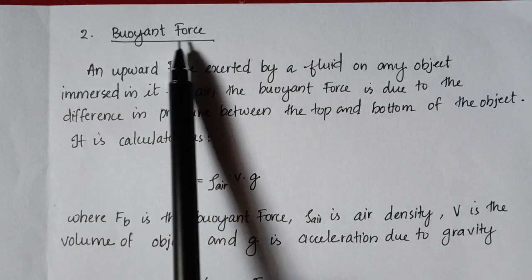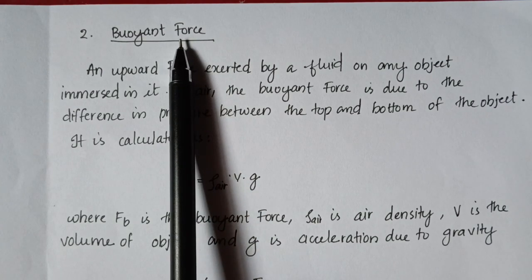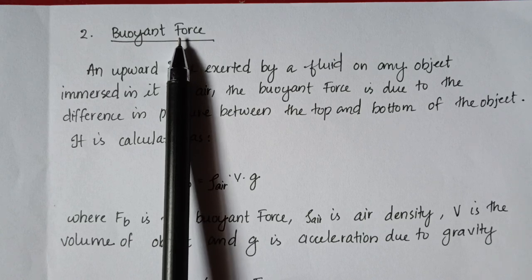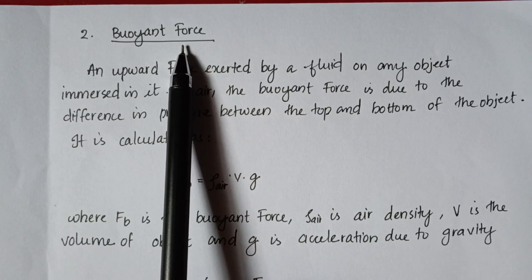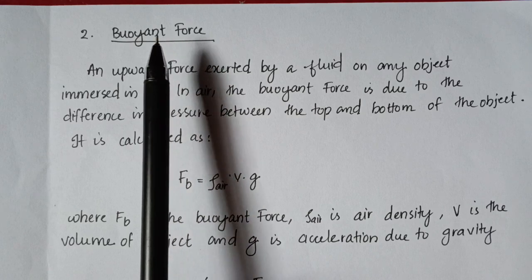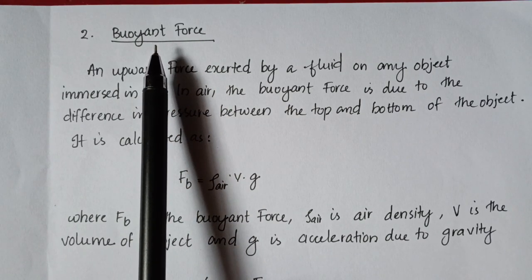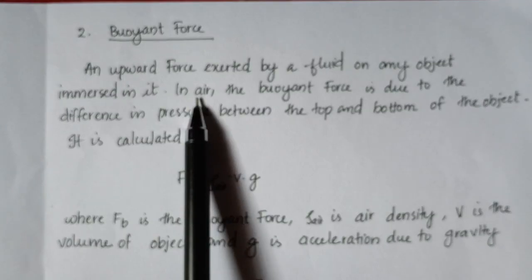Next is buoyant force. Buoyancy is the upward force exerted by a fluid like water or air on an object that is submerged in it. This force is what makes an object feel lighter in water or even float. Buoyancy occurs because of the difference in the pressure at different depths of the fluid. The pressure at the bottom of an object submerged in the water is higher than the pressure at the top. This is the same case in air.